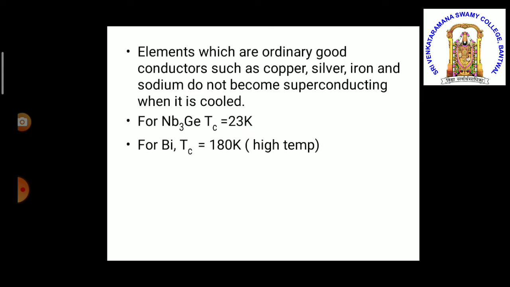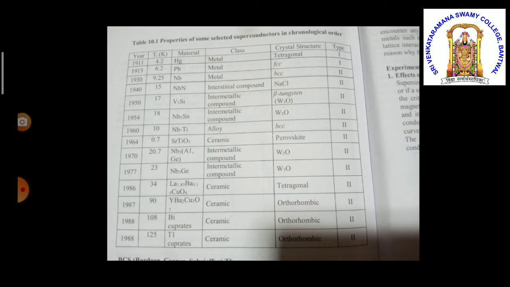Elements which are ordinary good conductors such as copper, silver, iron, etc. do not become superconducting when cooled because they do not form Cooper pairs. What is a Cooper pair? I am going to explain in the next slide. For the intermetallic compound Nb3Ge, critical temperature is 23 Kelvin. Critical temperature is denoted by Tc. For bismuth, critical temperature is 180 Kelvin. In this slide, properties of some selected superconductors in chronological order are given.